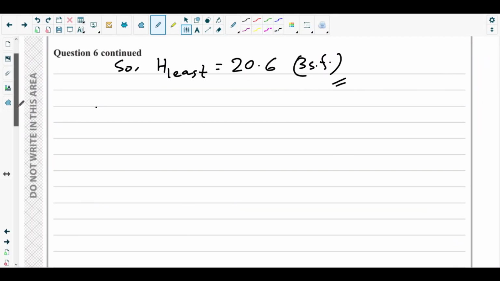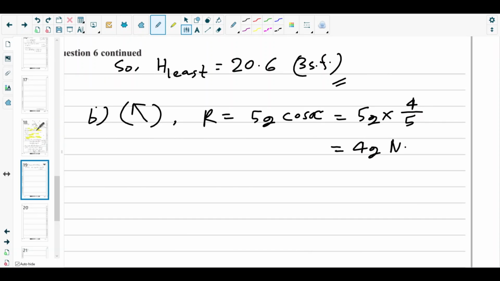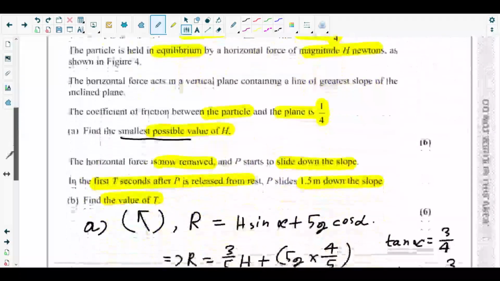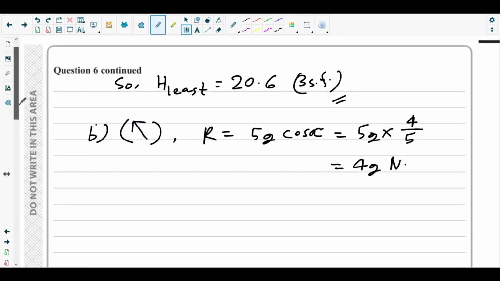So right at first we need to find the normal contact force R. Consider the forces perpendicular to the plane. In that case, H is removed, so R will be equal to 5g cos alpha. Cos alpha was, tan alpha was 3 over 4, so cos alpha is 4 over 5. If I'm not wrong, I'll check it. So that's 4g Newton. Let's have a check. The cos alpha was 4 over 5. Okay, that's fine. Correct.